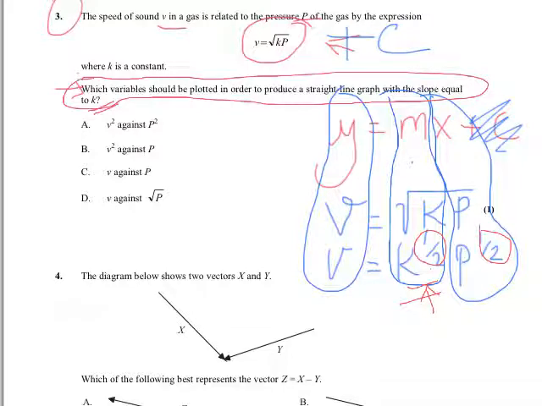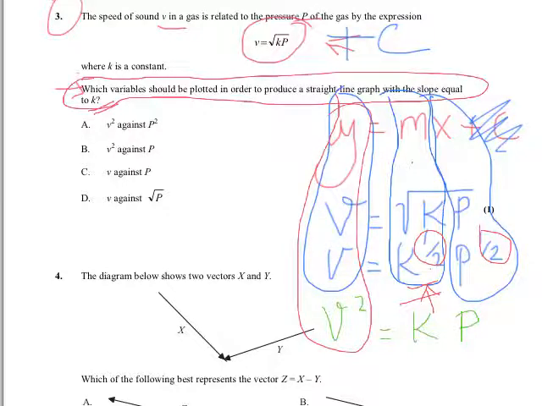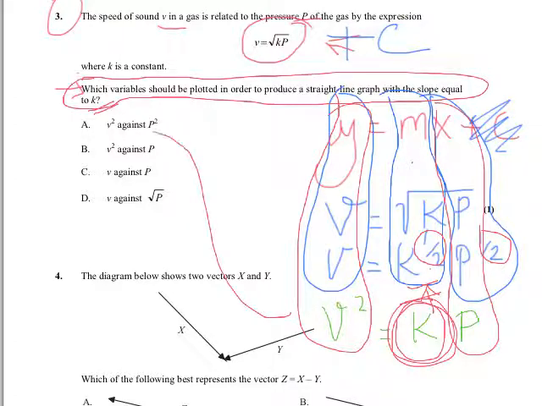So if we square V, we end up with V squared. If we square K to the half, we end up with K. And if we square P, we end up with P. Now what are we going to plot on our graph? We now have V squared on the y-axis and P on the x-axis. And that gives us K as our gradient. So which option is that? It's B.